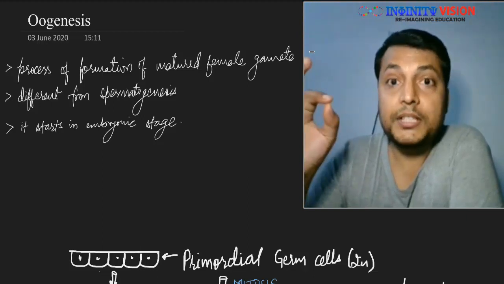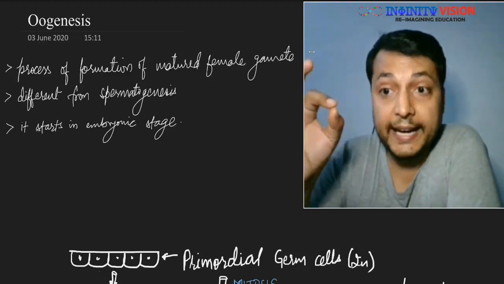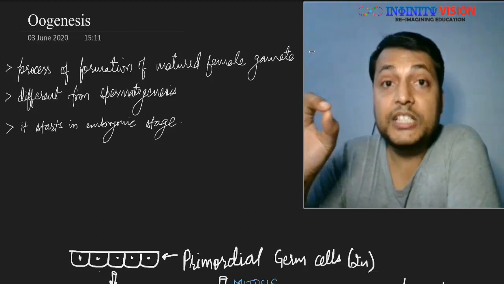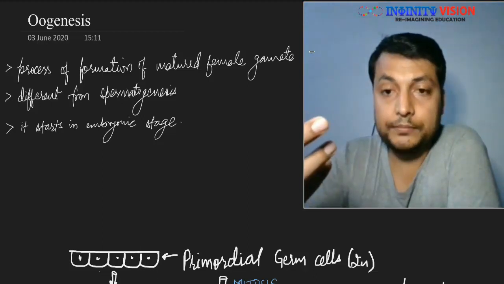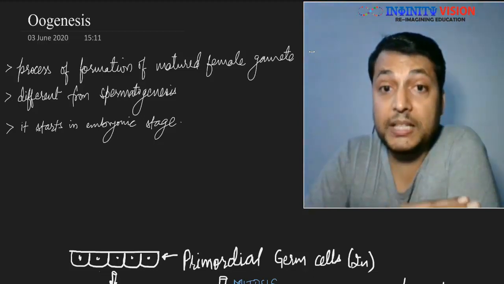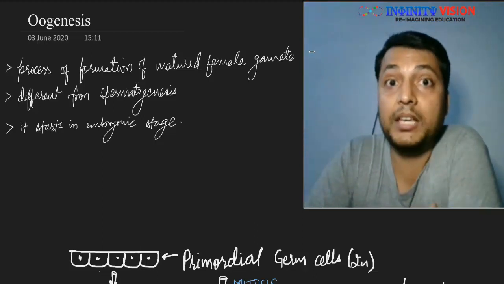The major difference between spermatogenesis and oogenesis is that spermatogenesis is initiated only after puberty. So before puberty there is no spermatogenesis. The process has not been initiated at all in a male.